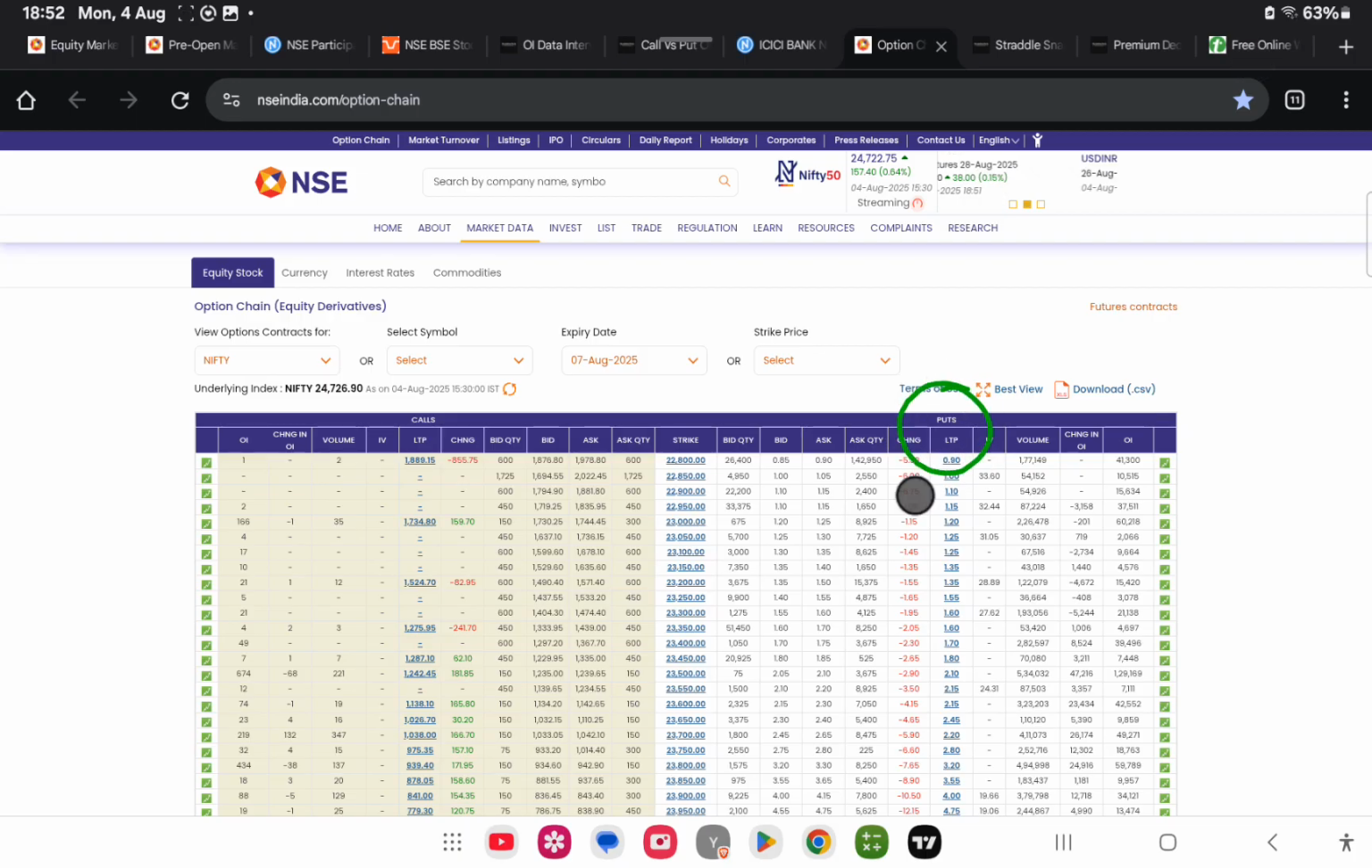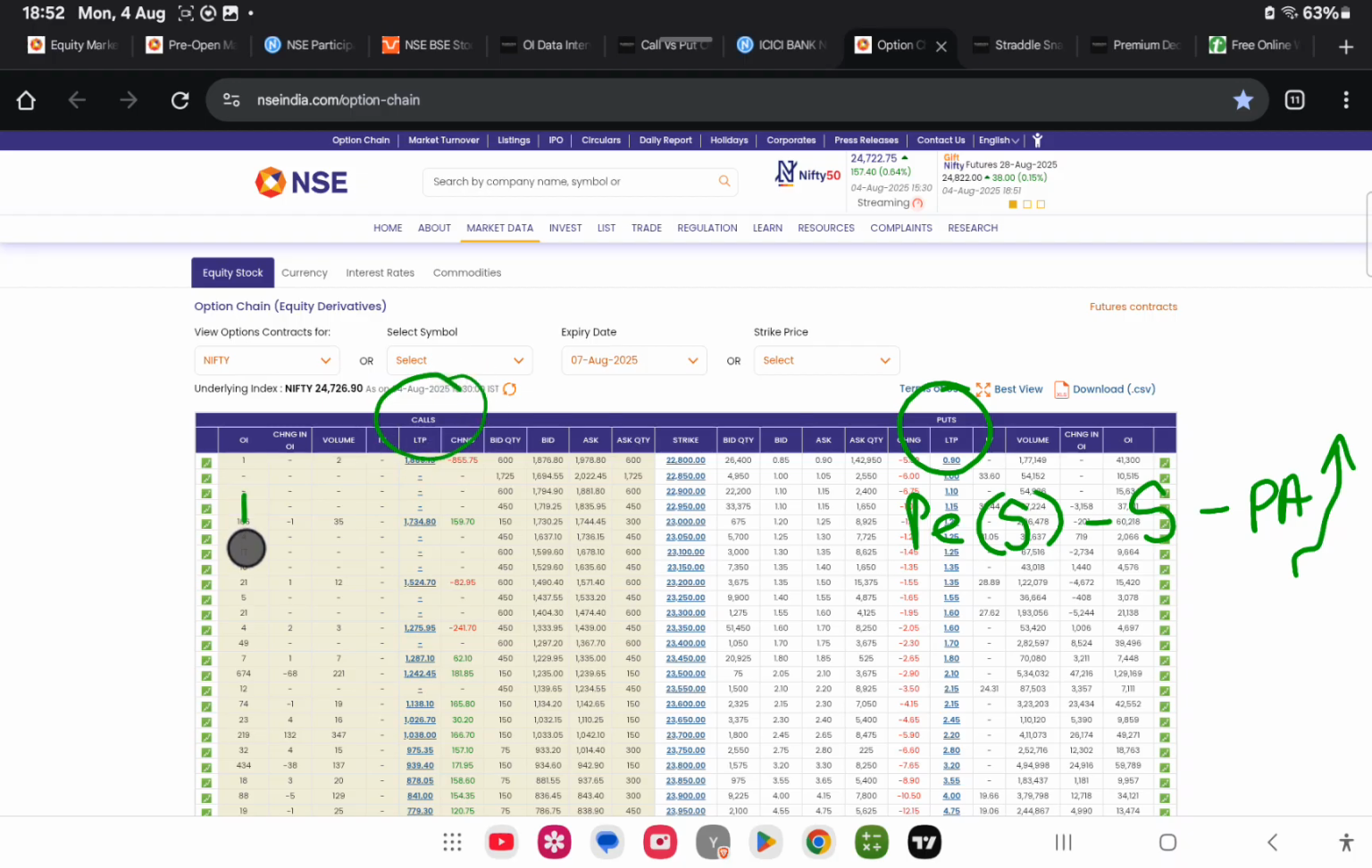Put selling means it acts as support. That means price action will go up. And the reverse is for call. Call sellers act as resistance, so price action will go down.